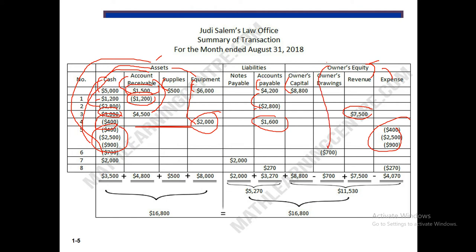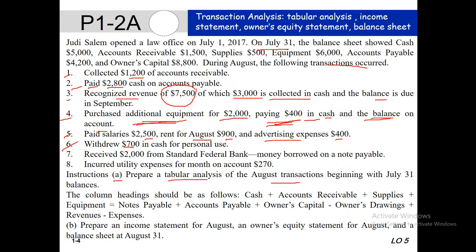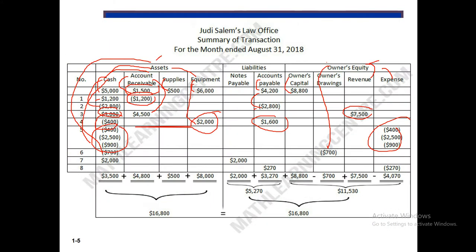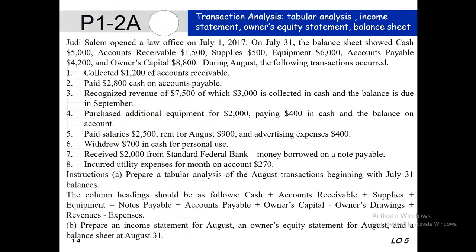That means owners equity category. So now, transaction 7: received 2000 from Standard Federal Bank, money borrowed on note payable. So for this we are getting 2000, our asset cash will be increased, and borrowed money or note payable will be increased. So our asset cash will be increased 2000, and liability note payable will be increased 2000. I think it is clear to everyone.